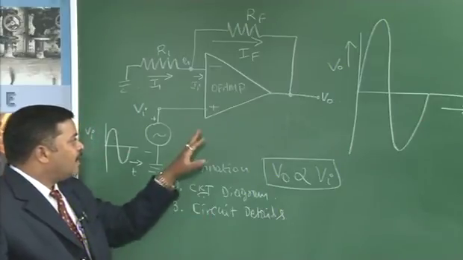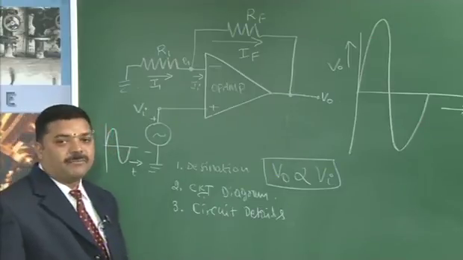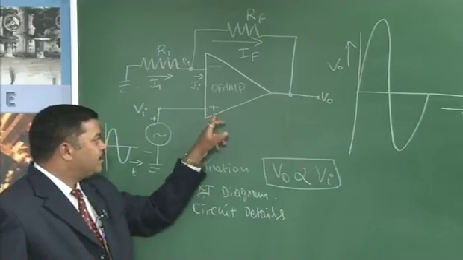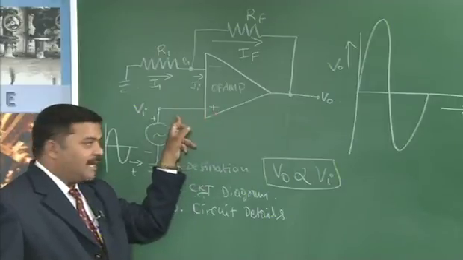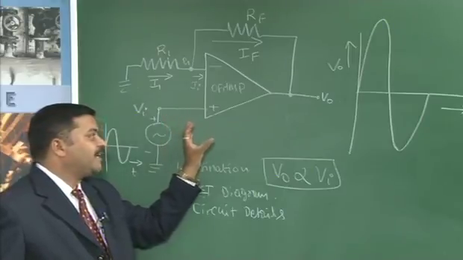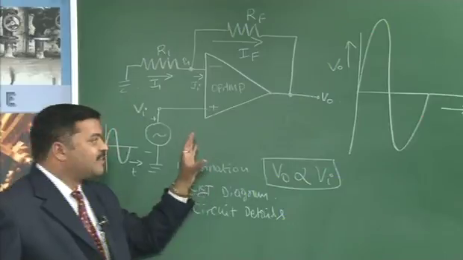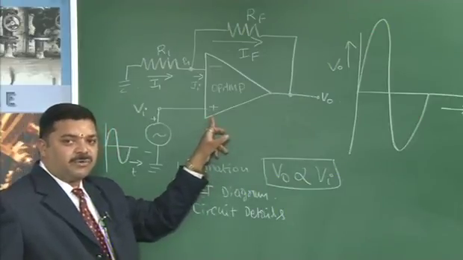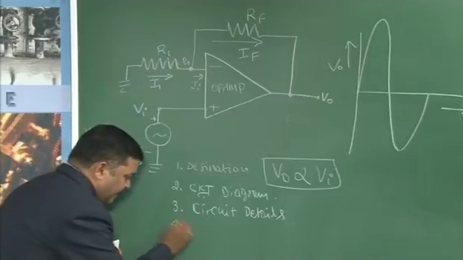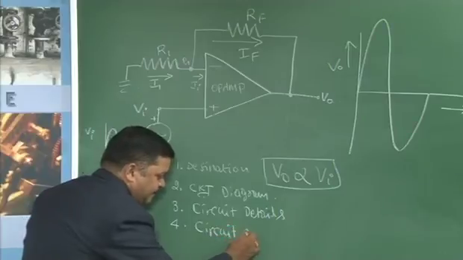Also, here the op amp works in non-inverting mode of operation. What is this non-inverting mode of operation? In non-inverting mode of operation, we give the input signal at the positive terminal of the operational amplifier. Whatever input we apply at the positive terminal, it gets amplified at the output but not inverted. Then we say that the operational amplifier is working in non-inverting mode of operation. So that is the circuit details which we have discussed. Now, the fourth item is circuit analysis.